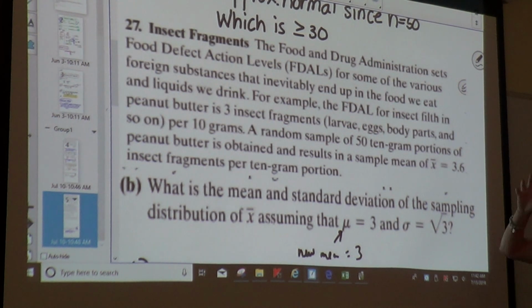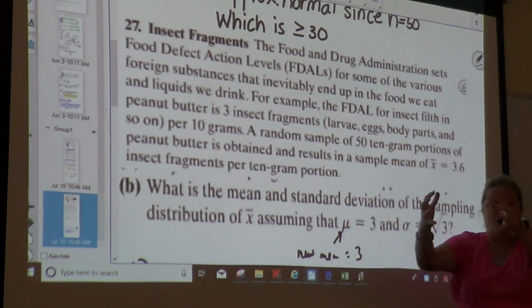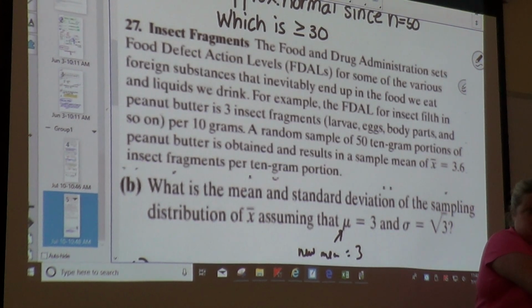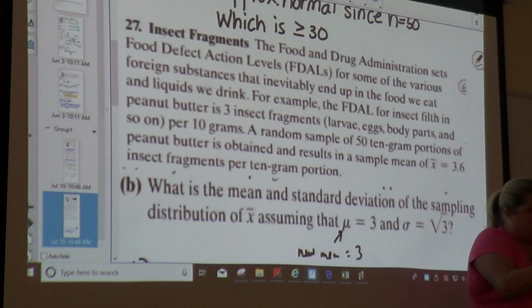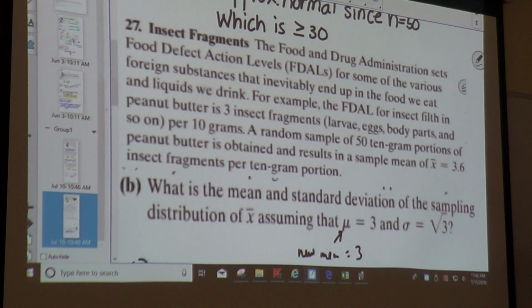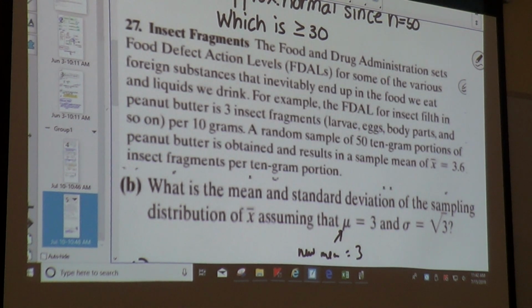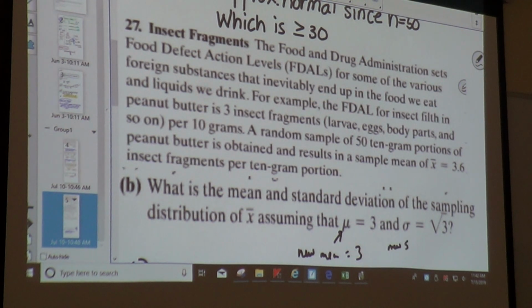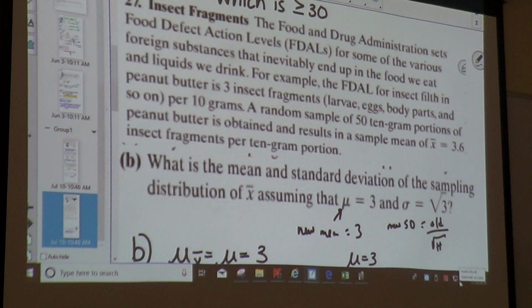Because it is quote unquote group data, meaning you have all of these samples, you've got to redo your standard deviation. So how am I going to get my quote unquote new standard deviation? Old standard deviation divided by the square root of the size of the sample. So what is my old standard deviation? Square root of 3 divided by the square root of 50. Now that looks gross, but that's all they wanted to know.